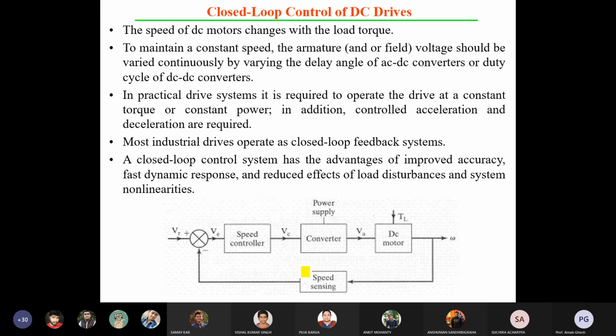So till now I have been discussing the open loop system. Now we are discussing the closed loop system, closed loop control of the DC drives. You know that a power electronics converter has two circuits. One is called the power circuit, another is called the control circuit. The power circuit deals with voltage levels up to the megawatt range.